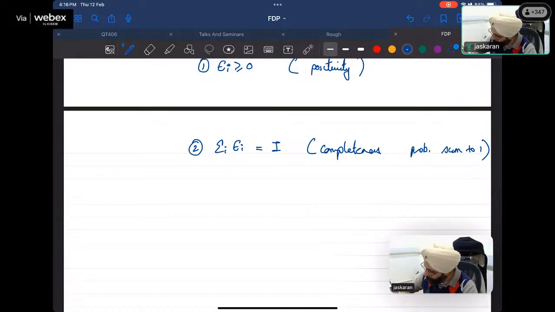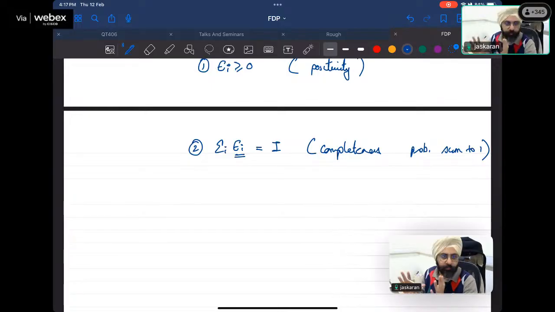Okay, but we have not yet defined what these operators E_i will look like. How are they even related to each other, and why are we looking at some operators instead of some projectors? Why not look at projectors? So let us try and see what they should look like.